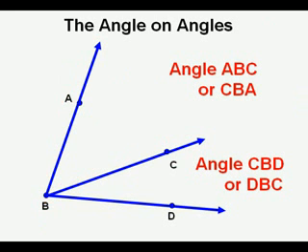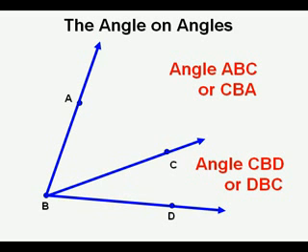Therefore, an angle can be named by 3 points, one point from each arm with the vertex point being in the middle. For example, the angle on top could be called angle ABC or angle CBA. The order doesn't matter as long as the vertex is the point in the middle, in this case point B. The angle at the bottom can be labeled angle CBD or angle DBC.